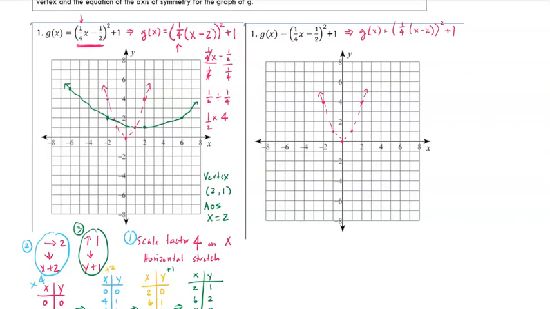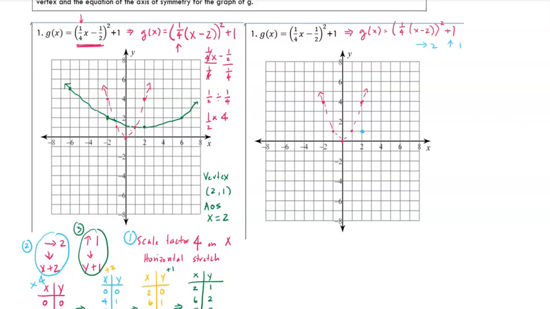So the very first thing I'm going to do is actually just move the vertex. Move it to the vertex and find the vertex. Because the vertex starts at 0, 0. So if you multiply anything by 0, it is itself. But if you add or subtract numbers to it, then it actually changes. So we knew that it went right 2 and up 1. So I'm going to move that vertex right 2, right there.